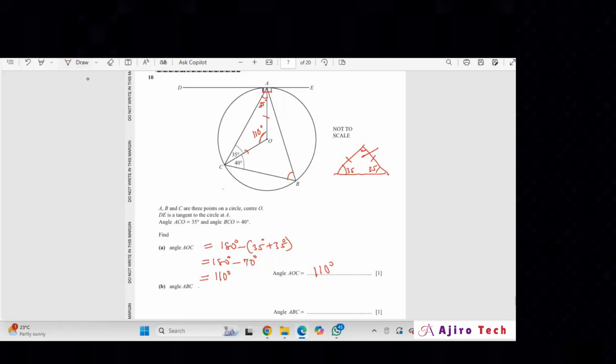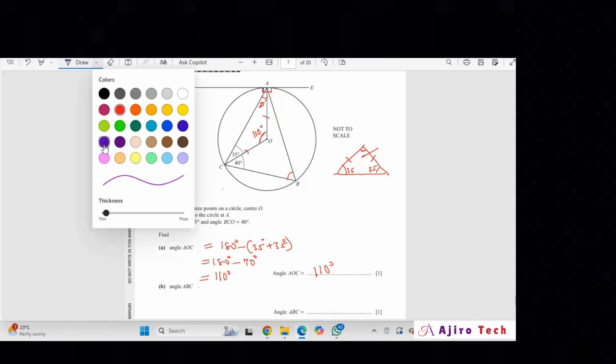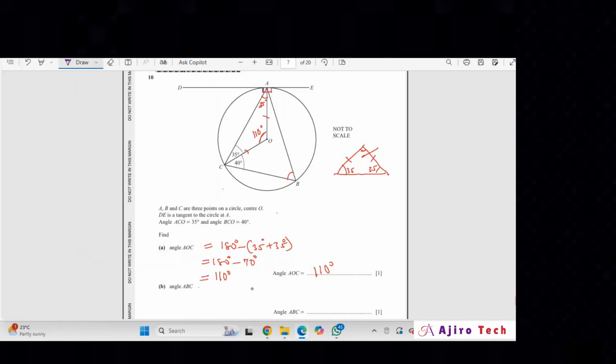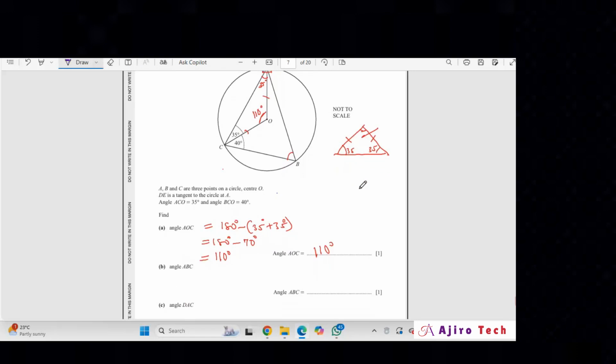So if I want to get this place now, there's a rule that states angle at the center is twice angle at the circumference. So if I want to get the angle at the circumference, I just need to do 110 divided by 2. I think that would be 55. Yeah, 110 divided by 2 will be 55. That is 11 divided by 2 is 5, carry 1, put it here, 10 divided by 2 is 5. So 55 is correct.